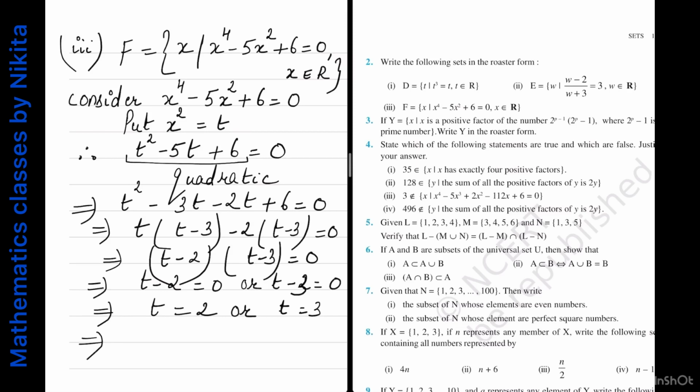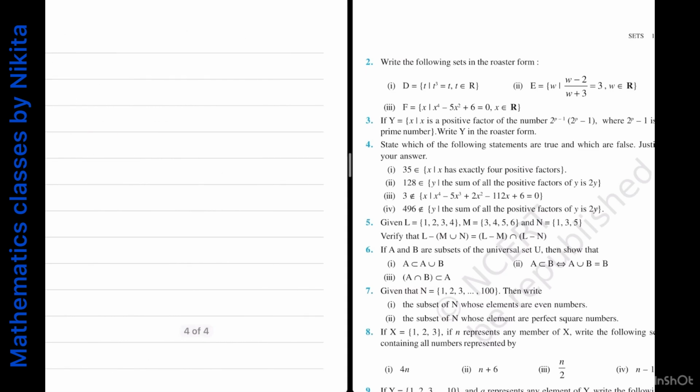of t now. So t was x square, so this implies x square is equal to 2 or x square is equal to 3, and from here what you get? x is equal to plus minus root 2 or x is equal to plus minus root 3. So we have four values: root 2, minus root 2, plus root 3, minus root 3. So therefore the set f, I will write the set f as minus root 2, plus root 2, minus root 3, plus root 3. So it has four elements.